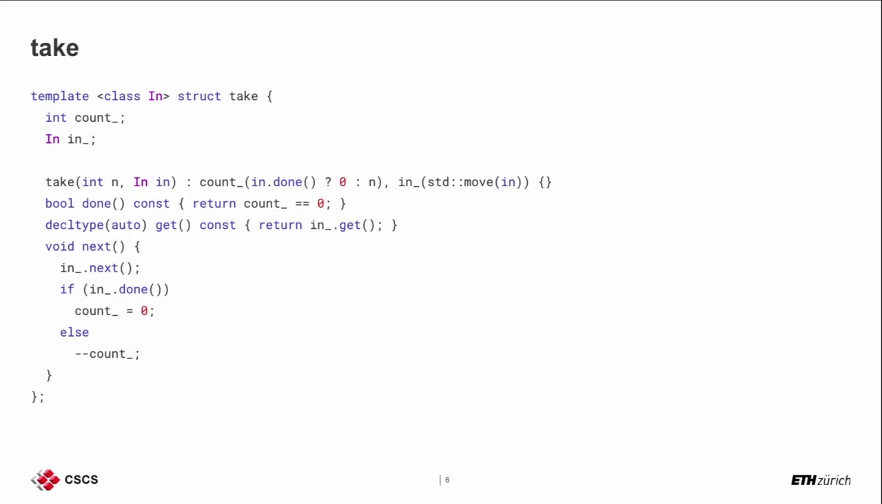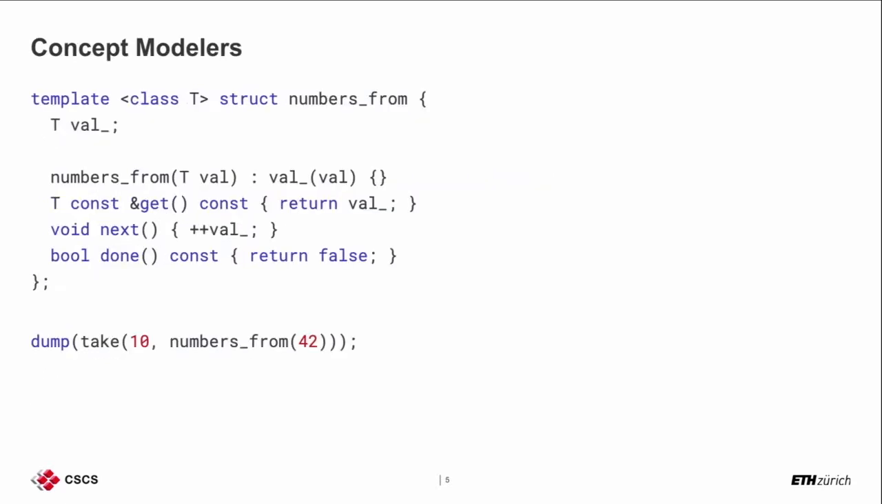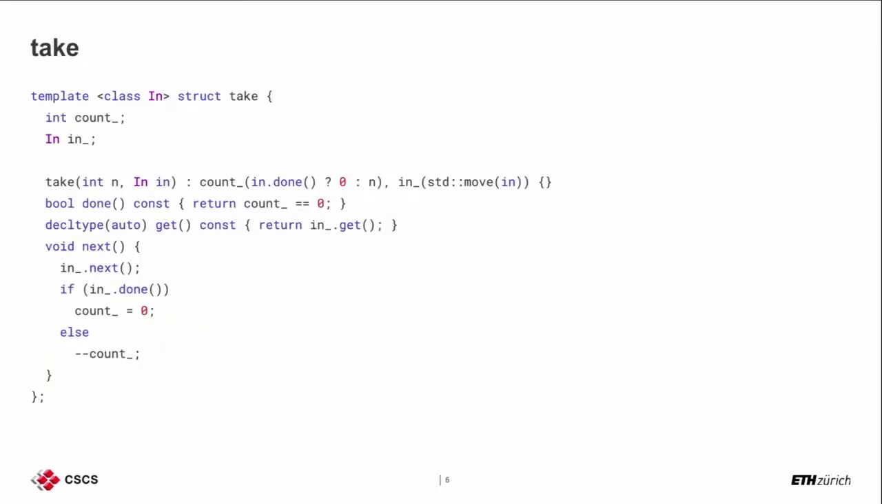Because we still have this template deduction, and take is actually not a function but a type. So we just create the new cursor here. Note that we move the cursor from the constructor to our class here. We take it by value and move it in.